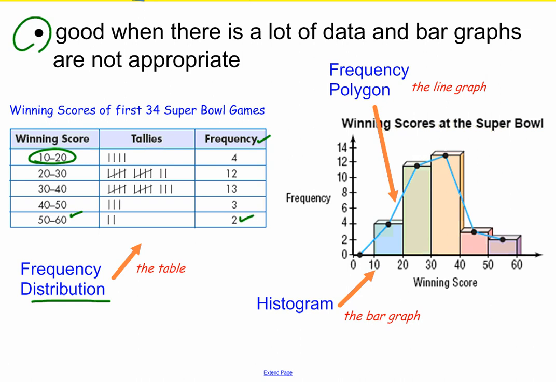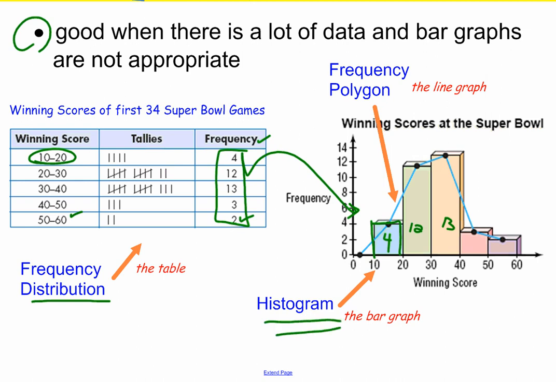So I'm going to tally up my data, get the frequency, and then that's going to lead me into a bar graph. And so we can see from 10 to 20 points, the height of my bar was 4. And so on down the line, 4, height of 12, height of 13, and so on. This bar graph is called a histogram.